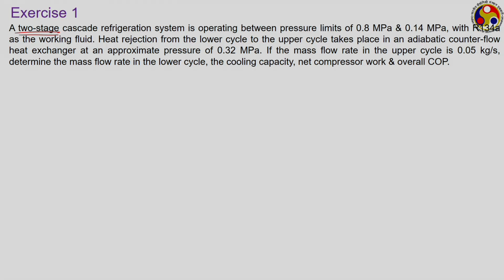Now, in this problem we are talking about a two stage cascade refrigeration system operating between pressure limits of 0.8 megapascal and 0.14 megapascal with R134a as the working medium. Heat rejection from the lower cycle to the upper cycle takes place in an adiabatic counterflow heat exchanger at an approximate pressure level of 0.32 megapascal.